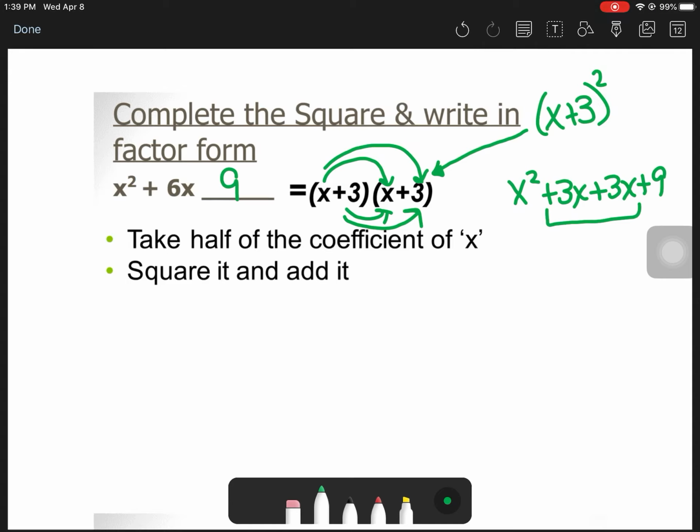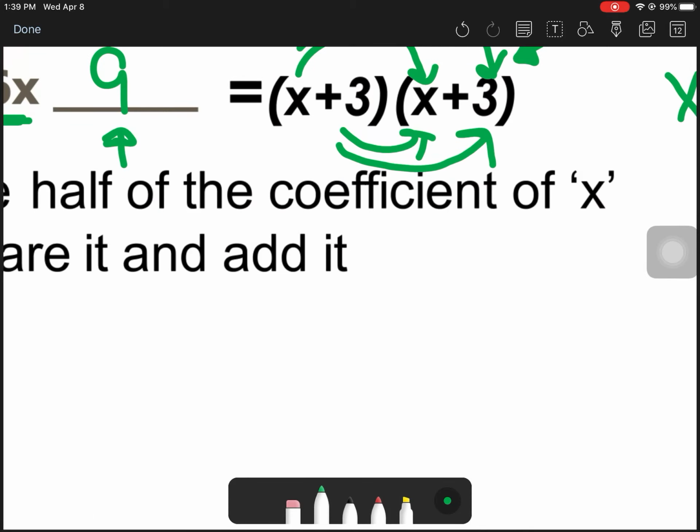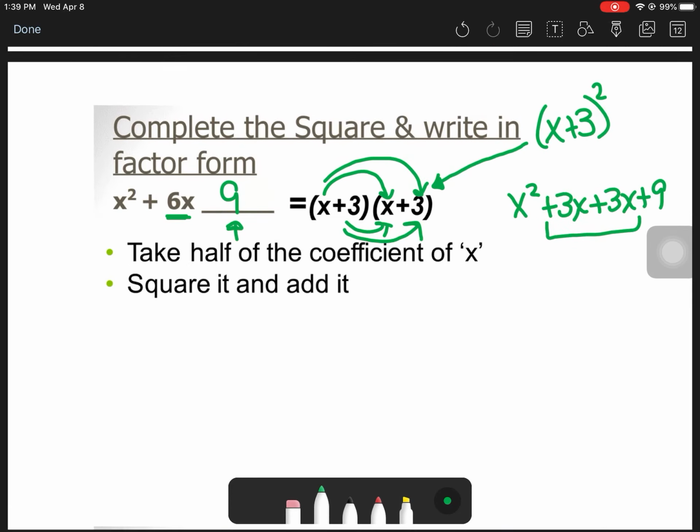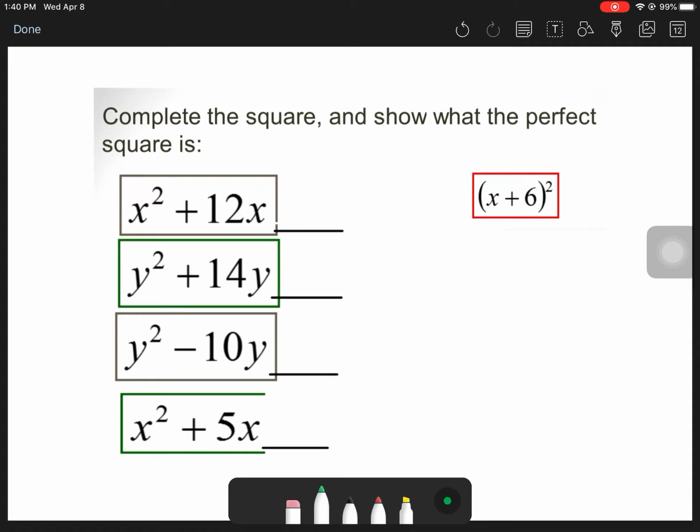So in order to find what we want for the perfect square, we take half of the middle term, half of 6 is 3, and then we square it to get 9. So we're going to take the b value and divide it by 2, and then we're going to square it to get that perfect square trinomial. So let's try to do some perfect squares.